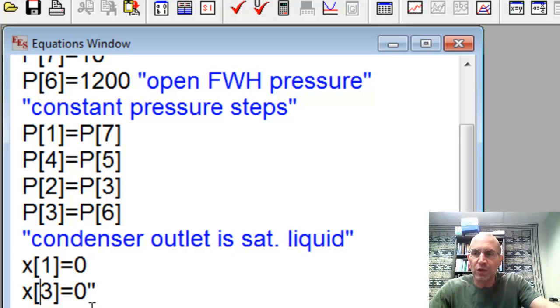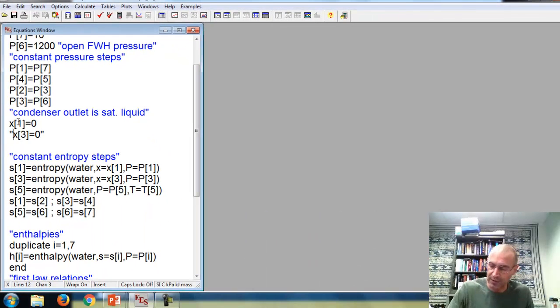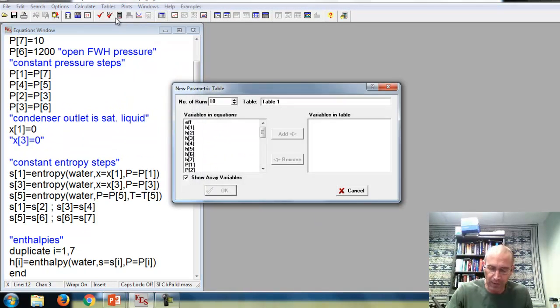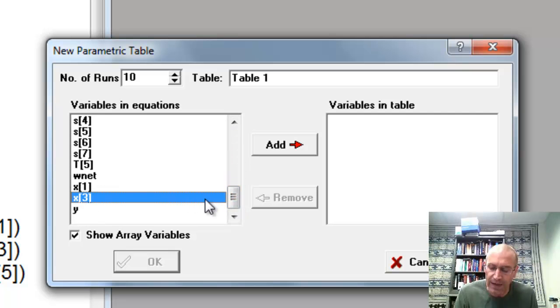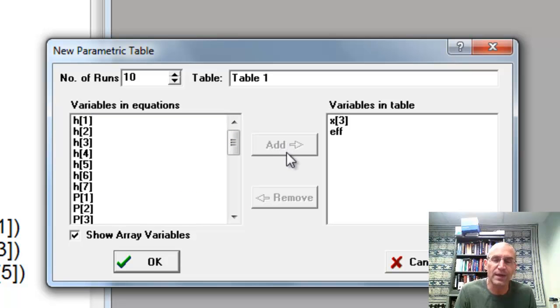What I'm going to do is I'll look at create a table. So I'm going to do that by commenting out X3, which means I'm not specifying it. And then I'm going to go under tables, and I'm going to create what's called a parametric table. And what I want to do is find out what the effect of X3 is. So that's going to be my variable in the table, and then I want to find out how that affects the efficiency. So effectively, I'm creating a table of X3 and efficiency values.